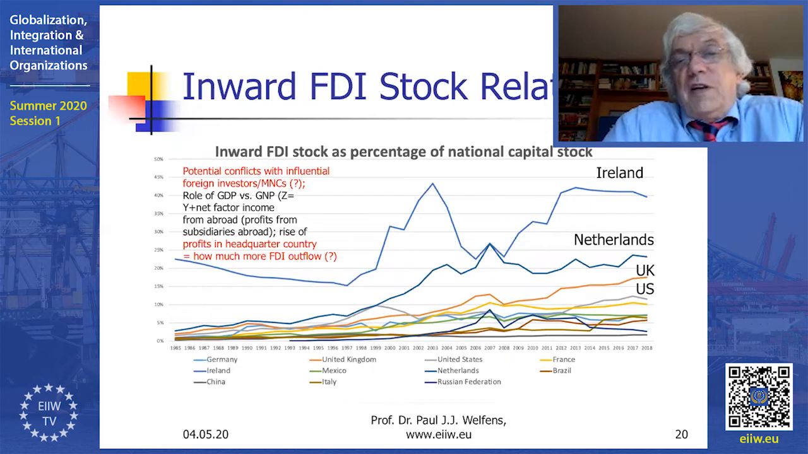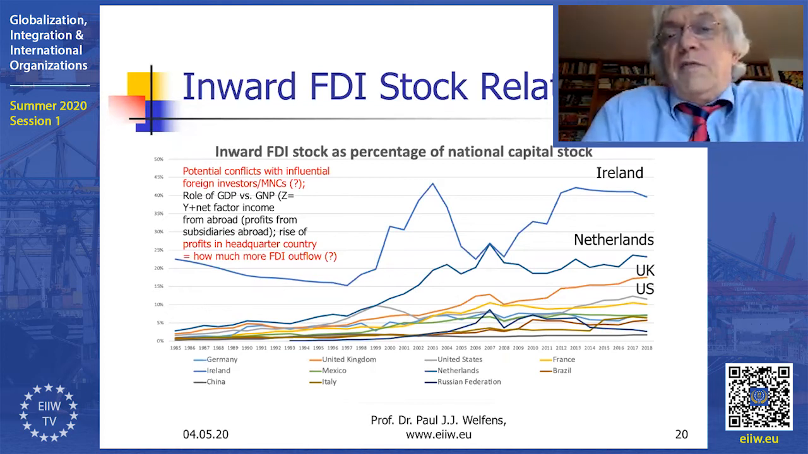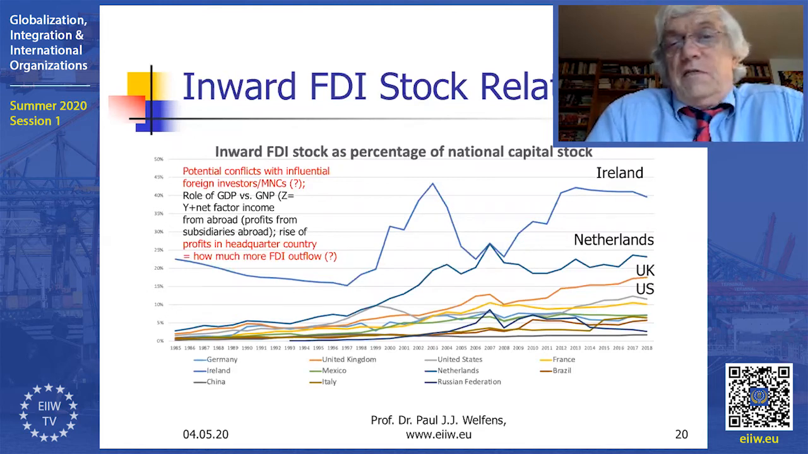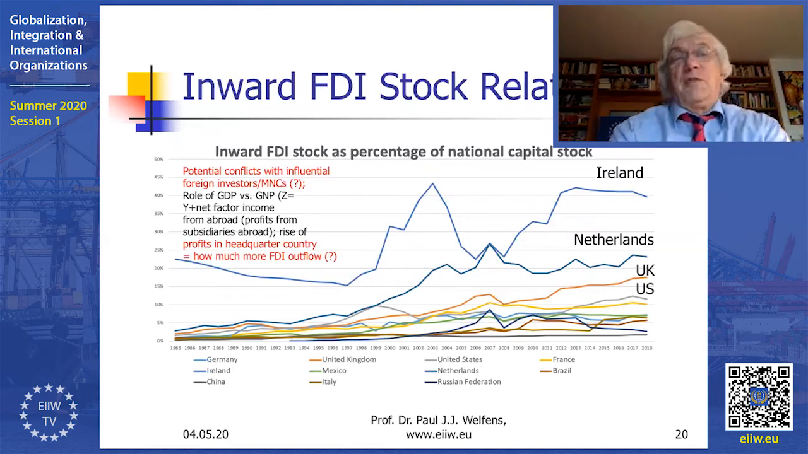So we can look here at the inward FDI stock as a percentage of the national capital stock, and you can see, okay, Ireland has a very high share here. It's almost 40%, or in some years even a bit more. And there's the Netherlands, the UK, the US, and other countries. If we have foreign direct investment, we must make a distinction between GDP and gross national product. Gross national product in real terms, this is denoted here as Z, and Z is equal to capital Y plus net factor income from abroad.